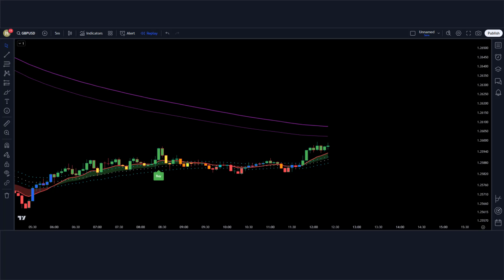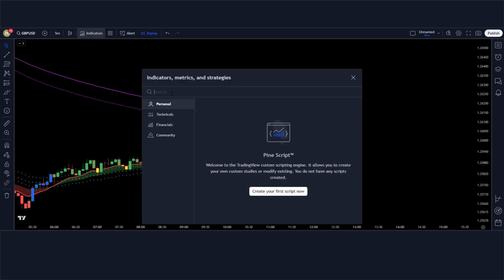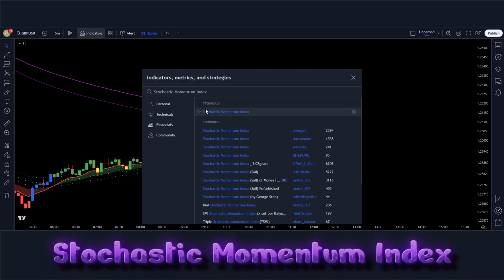After that we have to apply another indicator on the chart. The second indicator is named Stochastic Momentum Index.